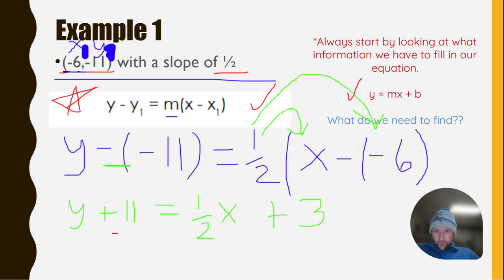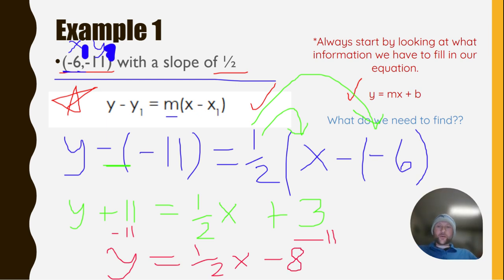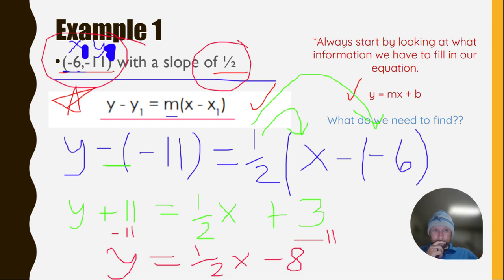So now we would subtract 11 from both sides, and then we're in slope intercept form. So we'd get y equals 1/2 x, and then plus 3 minus 11 would be minus 8. So you see what we did. We just started with a point and a slope, and we just plugged those into our point slope equation. All right, so I'm going to do a couple more examples, and then you guys should be good to go.